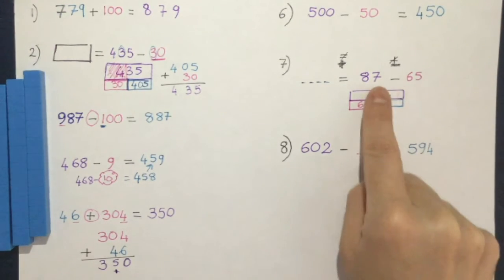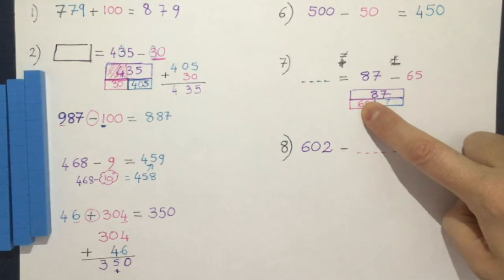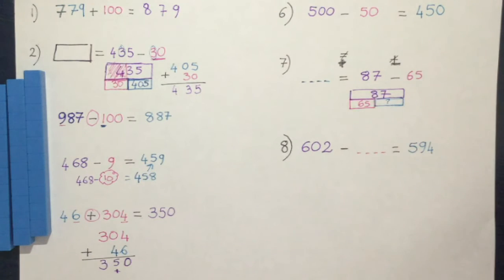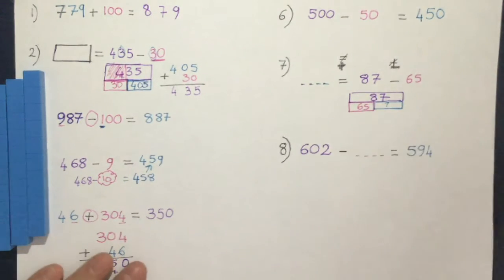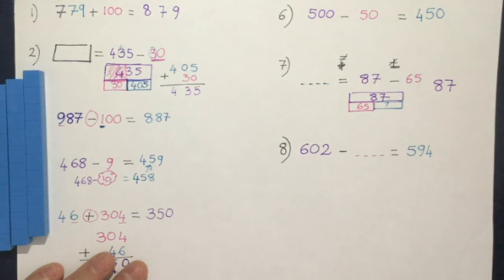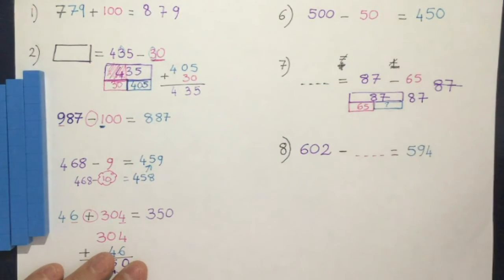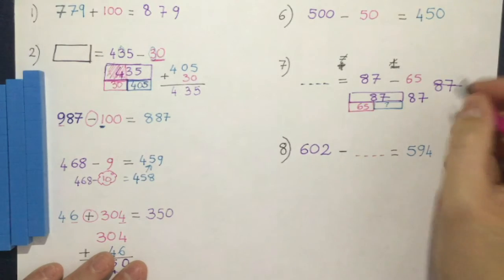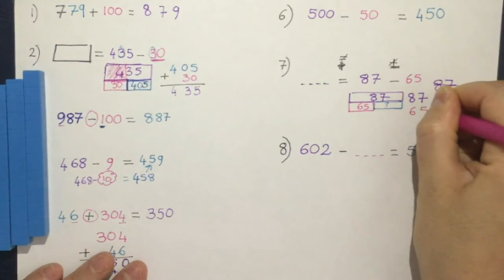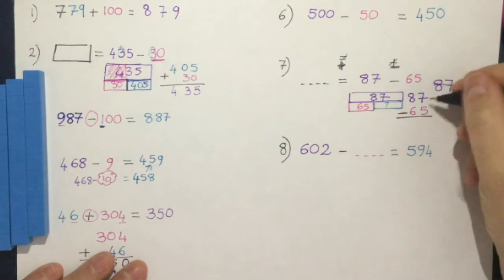Can I do that mentally? Some of you can, because we have 7 take away 5. Yeah, we can do that mentally. 8 tens take away 6 tens. We can do that mentally as well. So let me do it in a column method and then mentally. So 87 take away 65. We write the operation sign so we don't get confused.